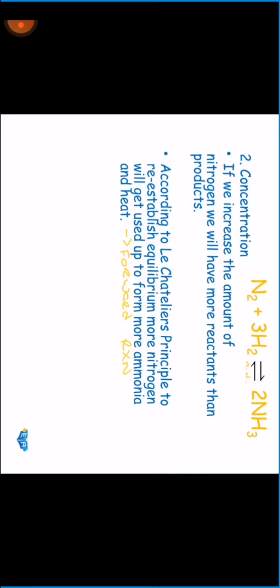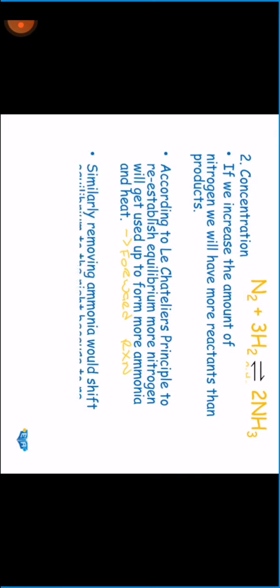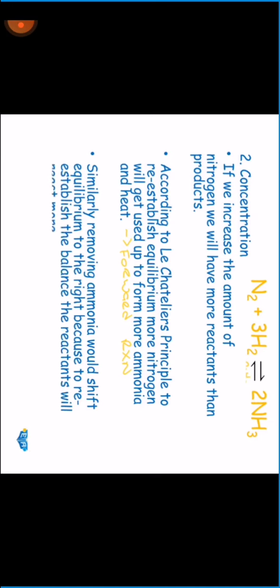Similarly, if I was to remove ammonia, what would happen is the equilibrium would shift to the right, because to re-establish the balance, the reactants would react more to produce our product. So if we decrease the concentration of our product, the reactants are going to work really hard to produce more of the product. So the forward reaction, again, would be favoured.